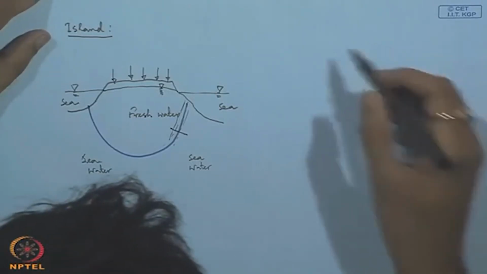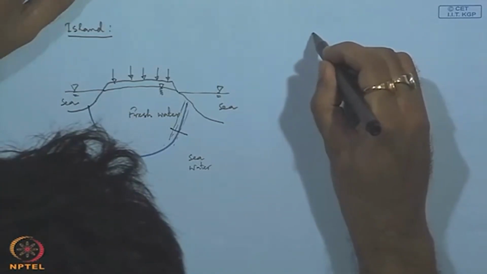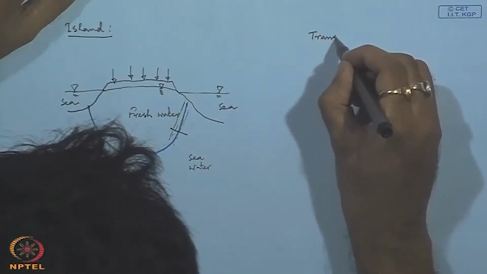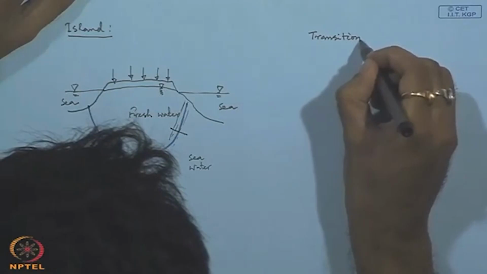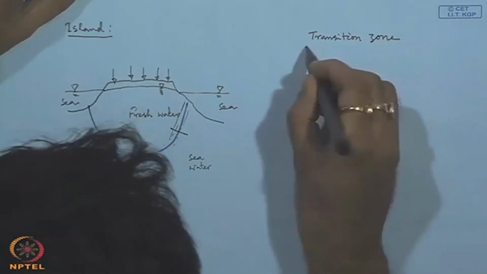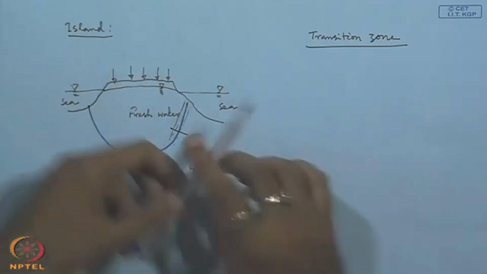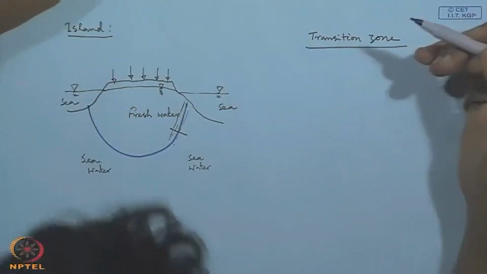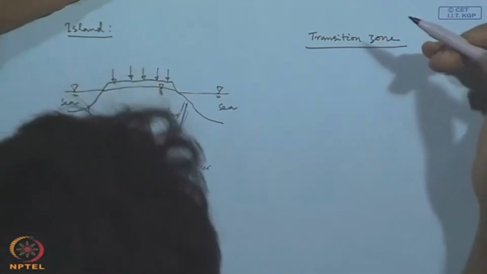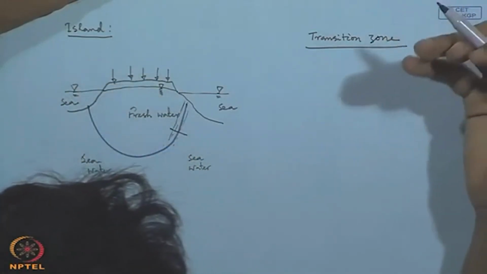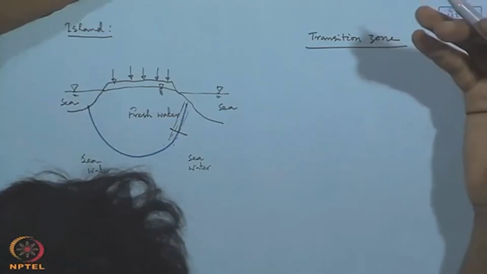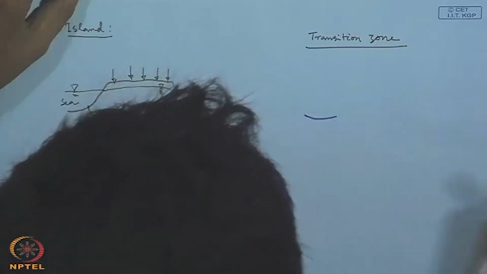So, we can say this region as transition zone, and this existence of transition zone is due to molecular diffusion and dispersion process that occurs during mixing of seawater and fresh water. So, what is this thing?